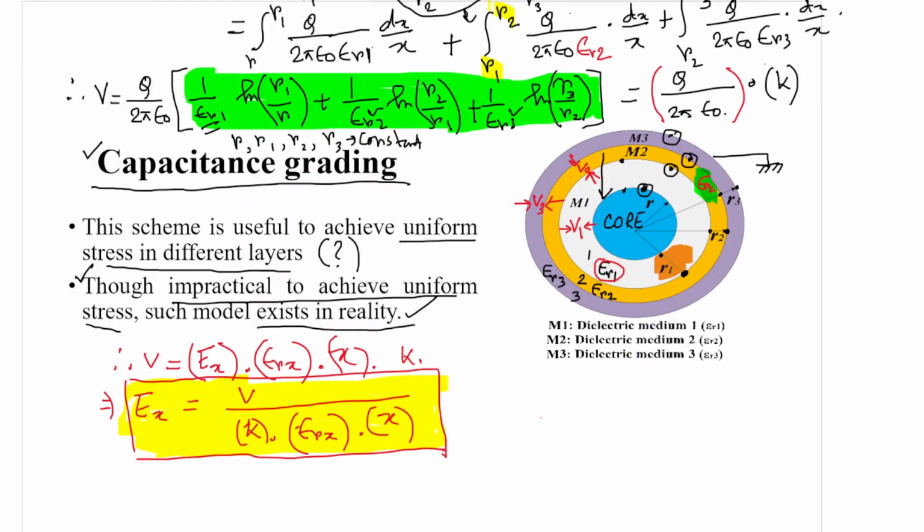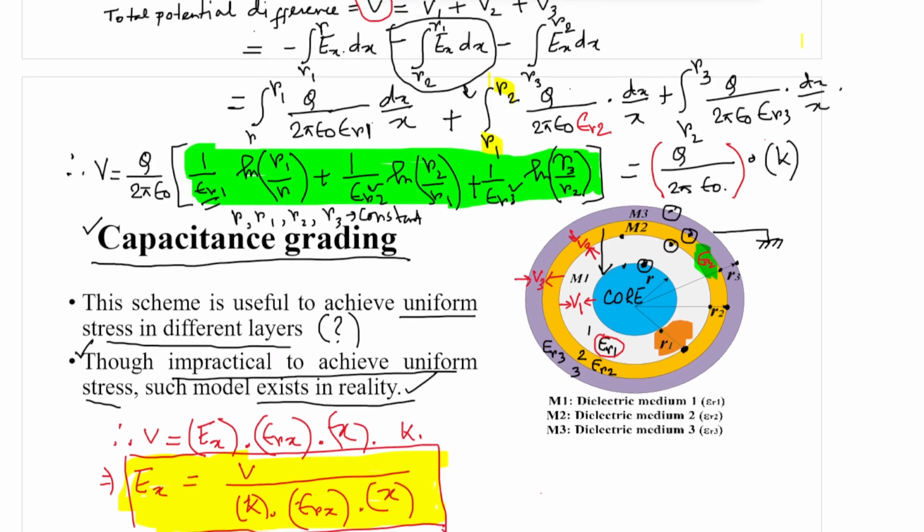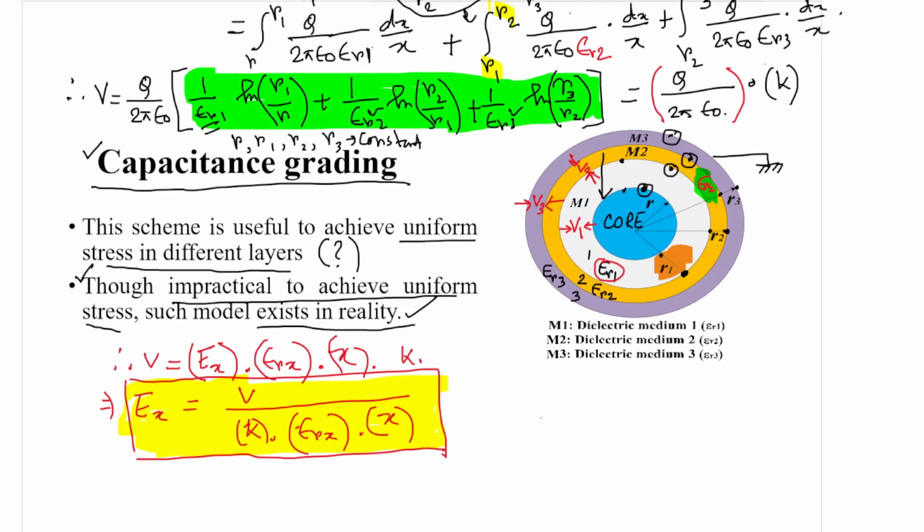Now, just recapping a little bit. If we have a model like this, where we have a central core, like this, and surrounding that core we have n number of dielectric media.